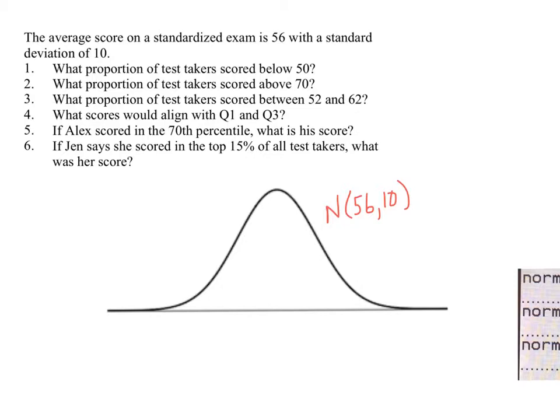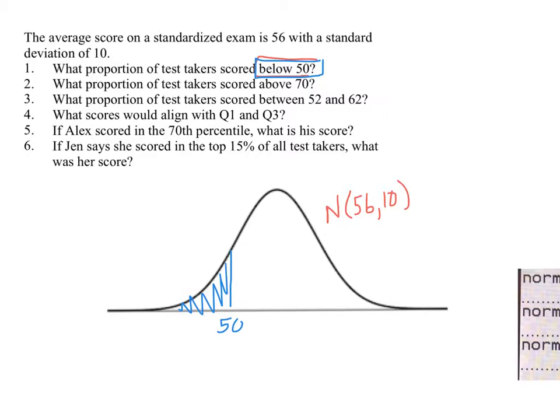So, what proportion of test takers were below 50? I'm going to color coordinate this, so let's do it in blue. For number 1, we'd say, well, the mean was 56, so 50 is going to be somewhere down here. And we'd shade. So this would be your work for number 1.